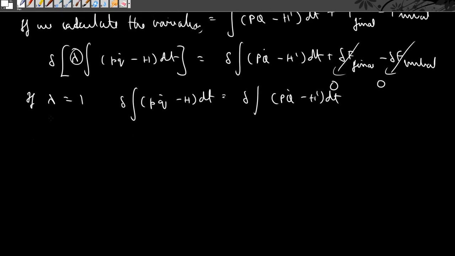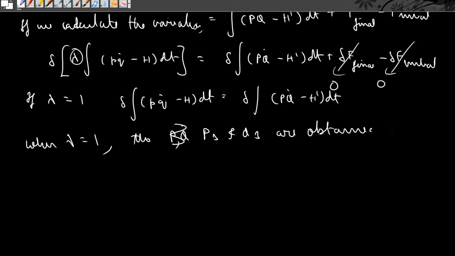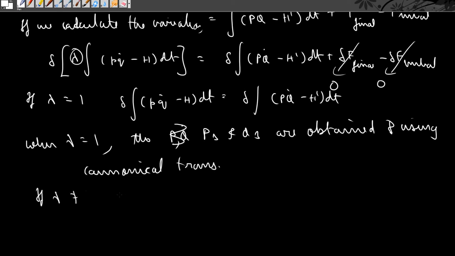Therefore, when lambda equals 1, the P's and Q's are obtained using canonical transformation. And just for the sake of completeness, if lambda is not equal to 1, then this corresponds to something known as the extended canonical transformations.